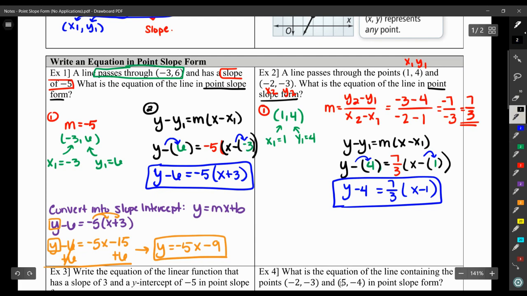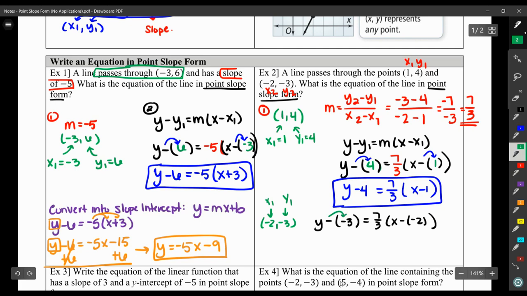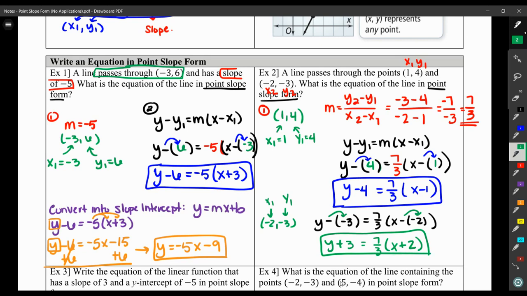However, if you were to choose negative 2, negative 3, so let's say we picked negative 2, negative 3, this would now be x1, and this would now be y1. So if we plug these in, y minus y1 of negative 3 equals m times x minus x1 of negative 2, and distribute, minus a negative is a plus, equals 7/3 times x minus a negative equals a positive. This is another correct answer. So there's two possible answers to this problem. You only need to write one of them because it wasn't specific.